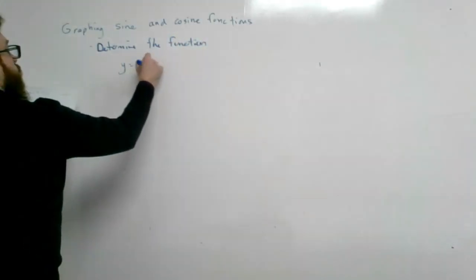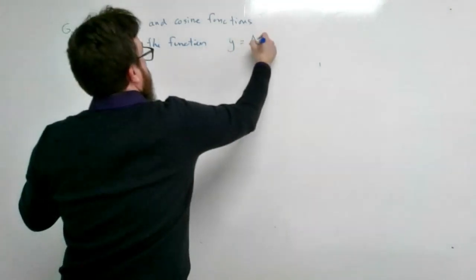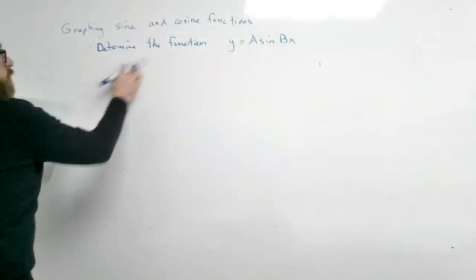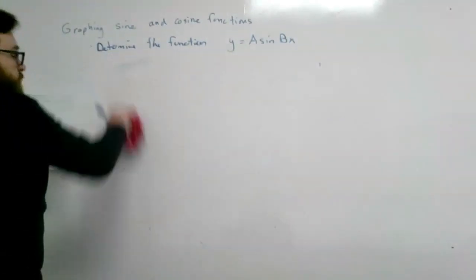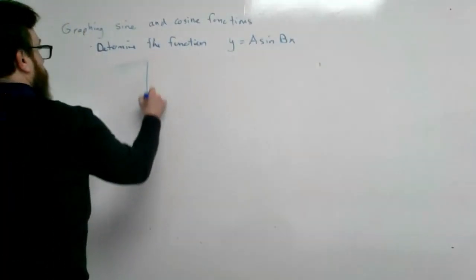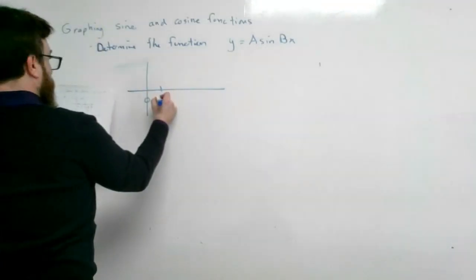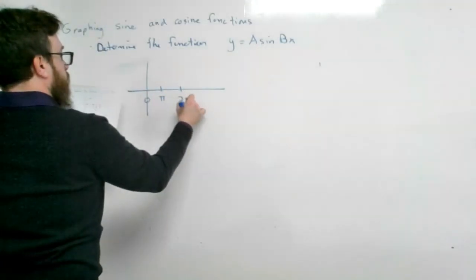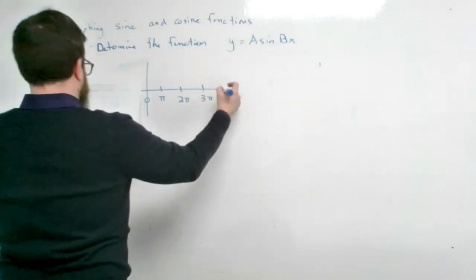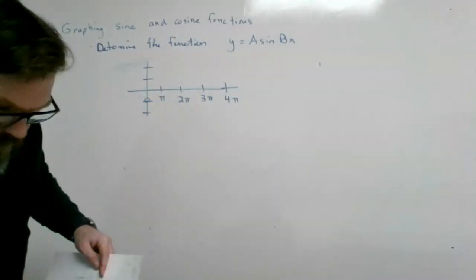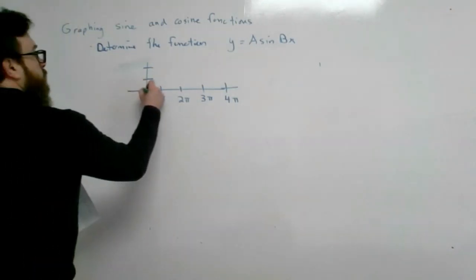Y is equal to A, let's say, y is equal to A sine of bx. Given our curve, which is going to be zero, pi, 2 pi, 3 pi, and 2, down 2. So our function is going to look like this.